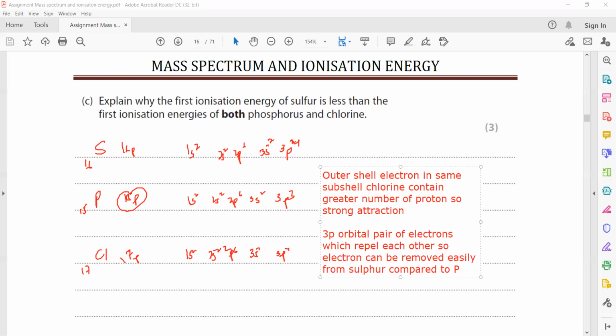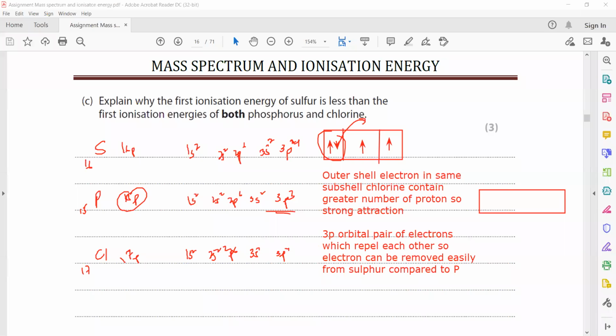As you can see, when we write the p orbital having 4 electrons, there is a pair of electrons. First they will occupy singly, and then they will start to pair up. So there's a pair of electrons, and that will have repulsion, so we can remove one of the electrons easily. Whereas in phosphorus, there is no pairing of electrons, as they first occupy the p orbitals singly, and then they pair up. So there is less repulsion compared to sulfur. So sulfur will have lower ionization energy compared to both phosphorus and chlorine.